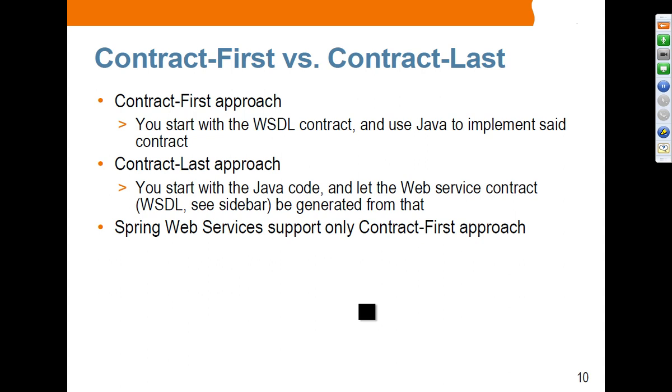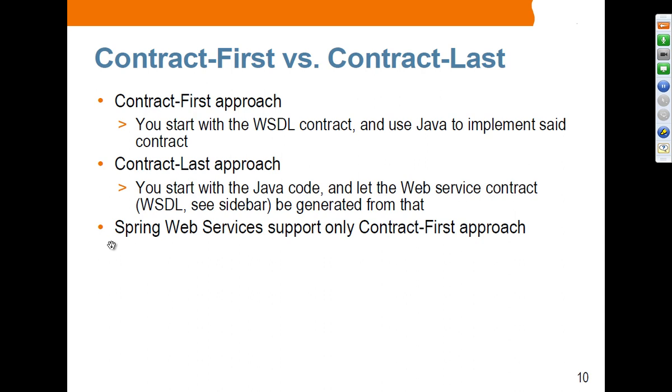The contract-last approach is that you write the Java code, and then you generate the WSDL, web services description language contract, from it. So that's the contract-last approach. So the contract-first approach is sometimes called top-down, and the contract-last approach is a bottom-up approach. Sometimes those are the terms people use. Okay, so we're going to stick with the terms contract-first approach and contract-last approach.